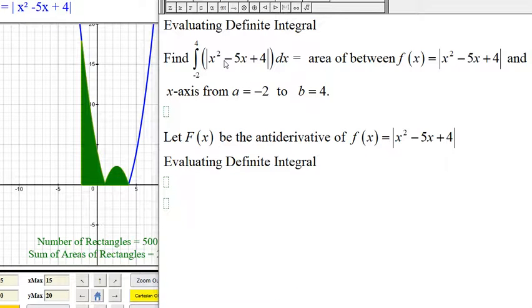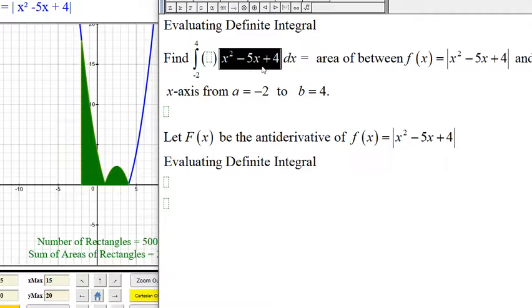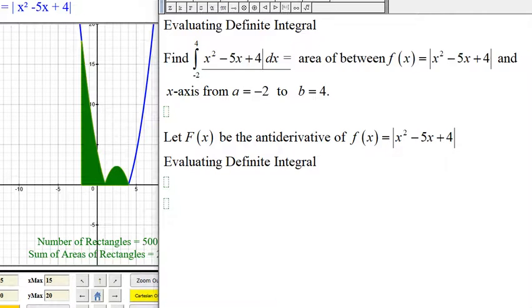Here we have the integral of the absolute value of x squared minus 5x plus 4. Once again, this integral represents the area between the graph of the absolute value of x squared minus 5x plus 4 and the x-axis from -2 to 4. And this is the graph right here. This is the function of the absolute value of x squared minus 5x plus 4, and we want the area from -2 to 4.